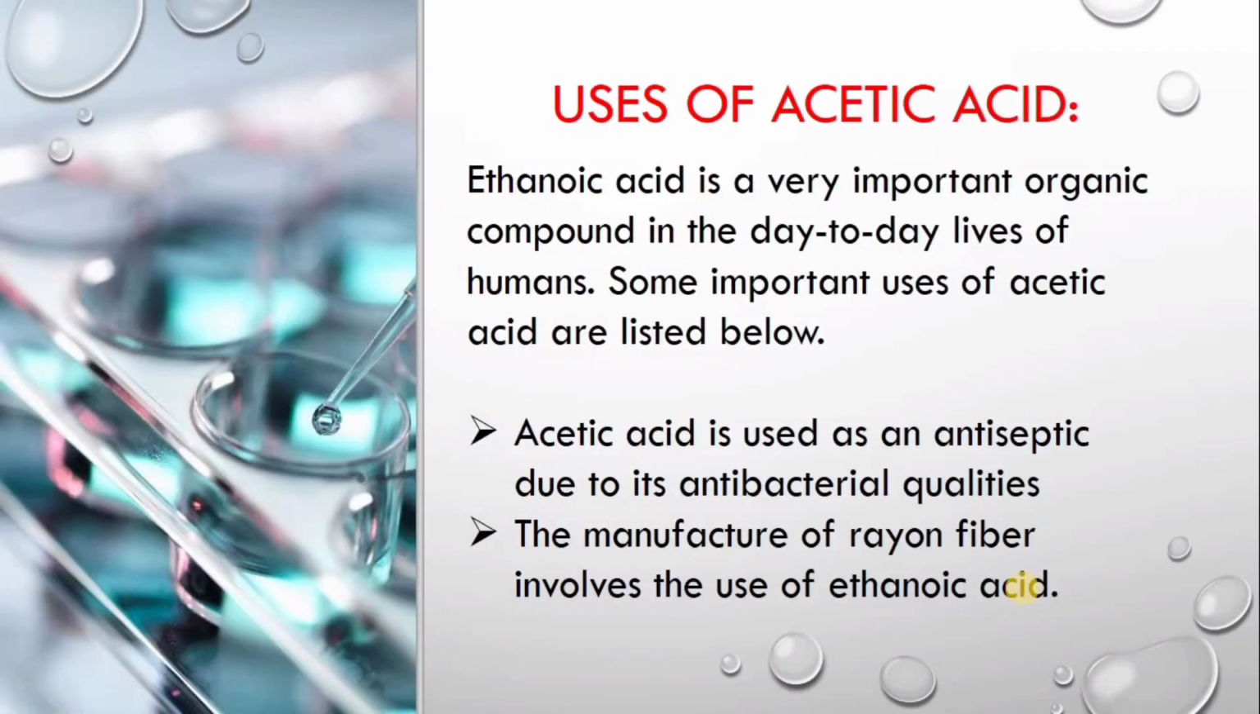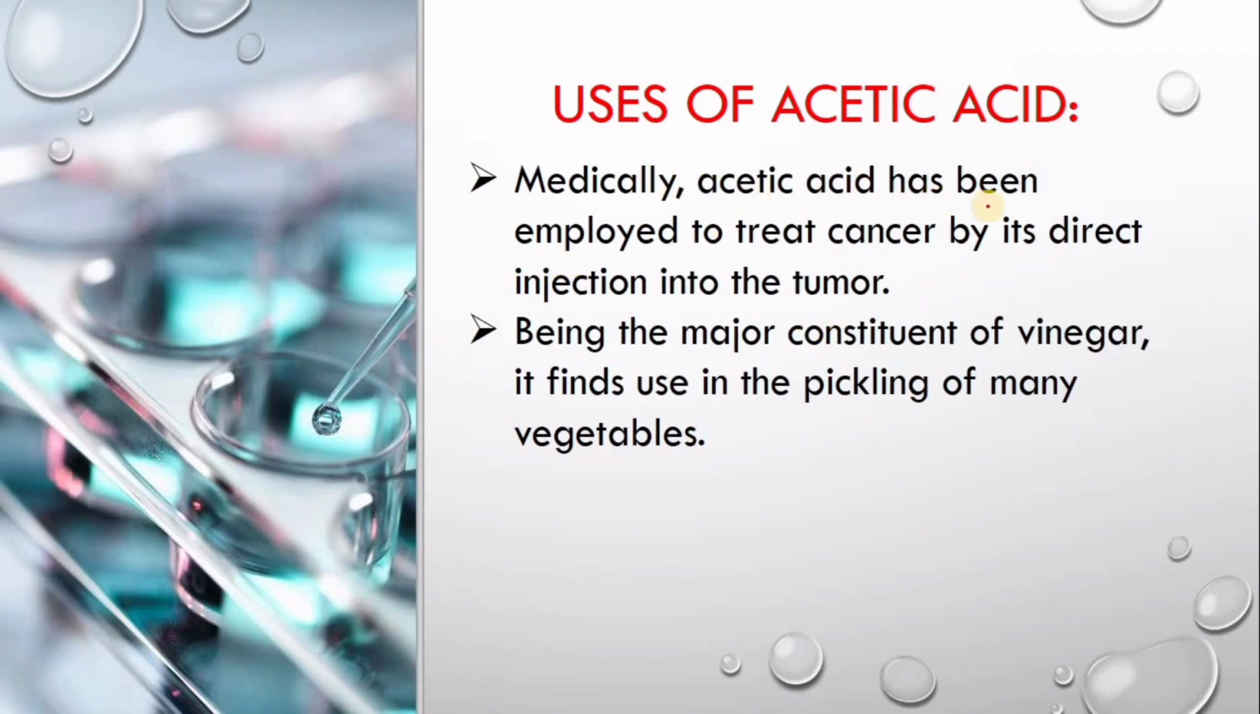Now the uses of acetic acid. Ethanoic acid is a very important organic compound in the day-to-day lives of humans. Some important uses of acetic acid are listed below. Acetic acid is used as an antiseptic due to its antibacterial qualities. The manufacture of rayon involves the use of ethanoic acid. Medically, acetic acid has been employed to treat cancer by its direct injection into the tumor. Being the major constituent of vinegar, it finds use in the pickling of many vegetables.